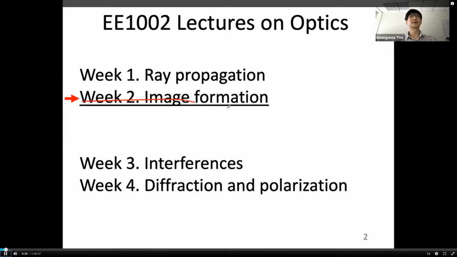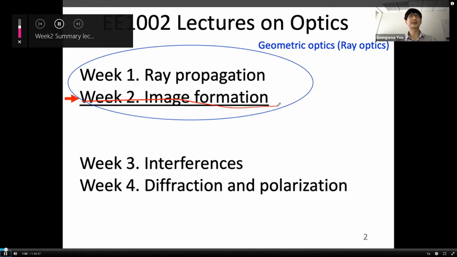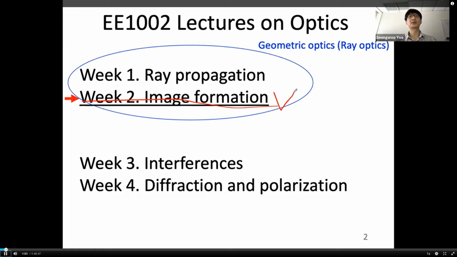In geometry optics, our topic for this week is going to be image formation. I know that many of you struggle to understand the sign conventions, and also to apply the equations to find the image location, as well as the nature of the images. I hope I can clarify those doubts in this summary lecture.